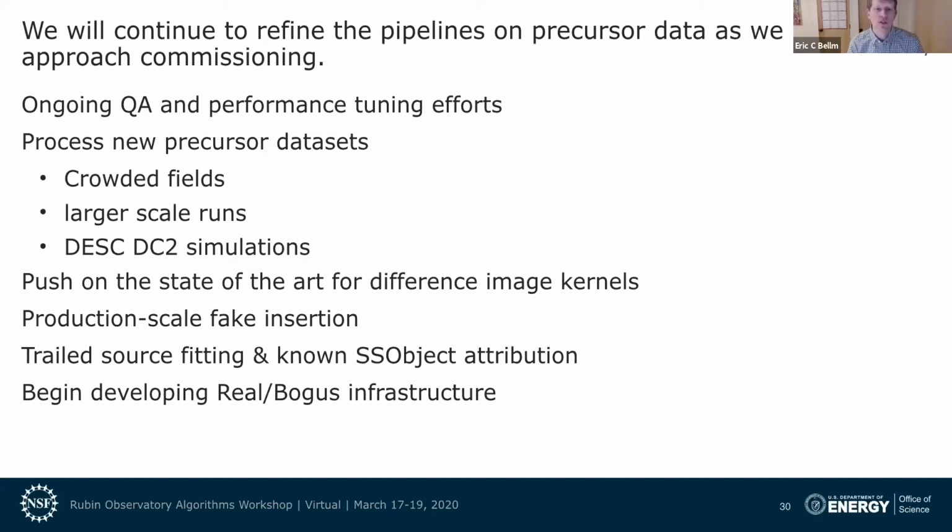There are some aspects of solar system science where we need to do some work. We need to do trailed source fitting, as well as attribution of already known solar system objects, so we can label those appropriately. And finally, start developing the infrastructure to train and keep up to date a machine learning classifier.